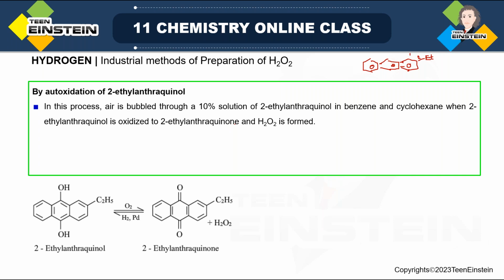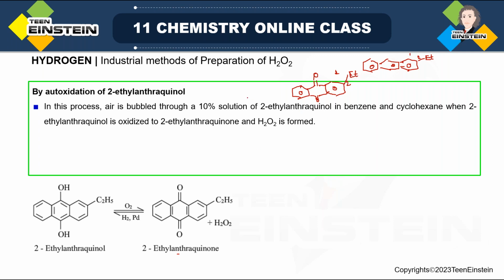So this is the structure of 2-ethylanthraquinol. Anthraquinone is, you can say, this compound, as you can see in the second structure, after the reaction, this molecule. Now the middle ring is no longer aromatic, and we have these two C=O groups. So this molecule is called anthraquinone. If we have an ethyl group at this 2 position, then the name will be 2-ethylanthraquinone.